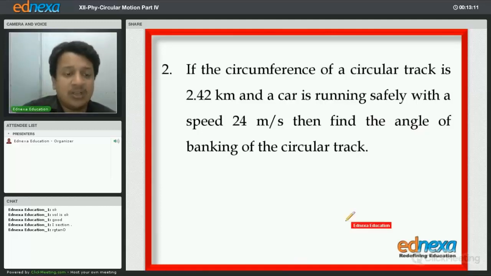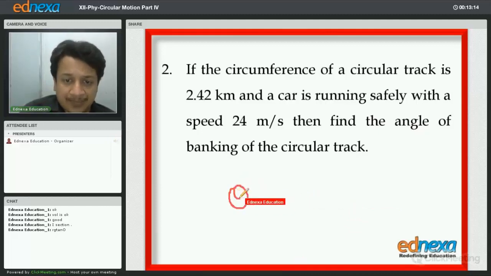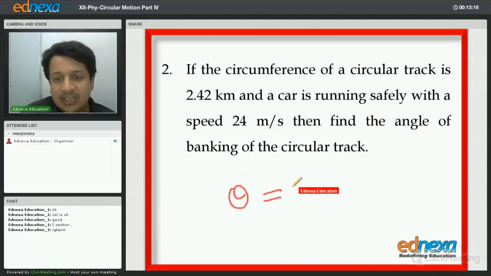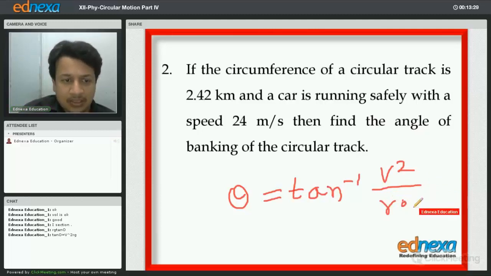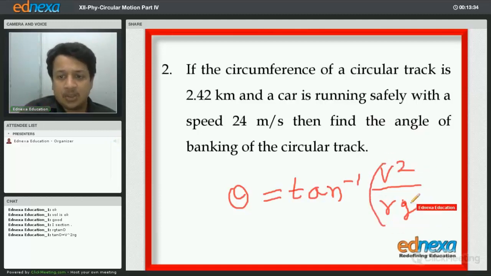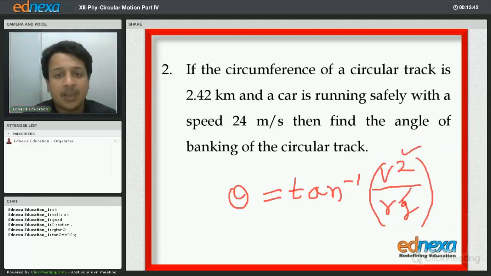Yes, okay, it's very good. The formula stated by the student is theta equal to tan inverse of v square upon Rg. Very good. Tan inverse v square upon Rg. This formula we are going to use. No doubt velocity is given to us, but is the radius given to us? No. But circumference is given to us, so from circumference we can find it out.